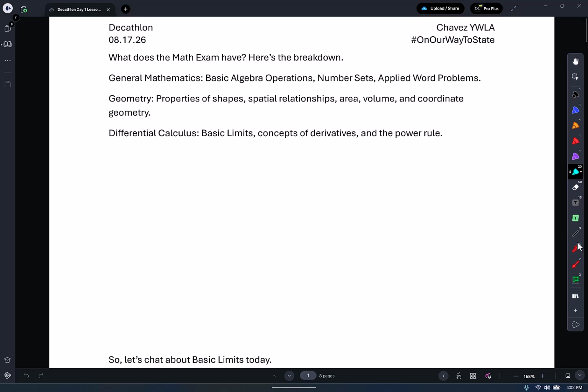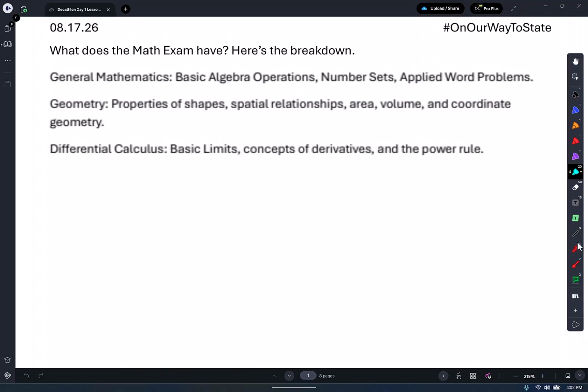So what's going to be on this exam? You all have a copy of this. Basic algebra operations: multiply, divide, add, subtract. Number sets, that means grouping numbers. Applied word problems. In geometry, what are we going to have? Properties of shapes, spatial relationships, area, volume, and coordinate geometry. Think Pythagorean theorem, think distance, think midpoint. Don't worry, we're going to cover all the subtopics, all of them.